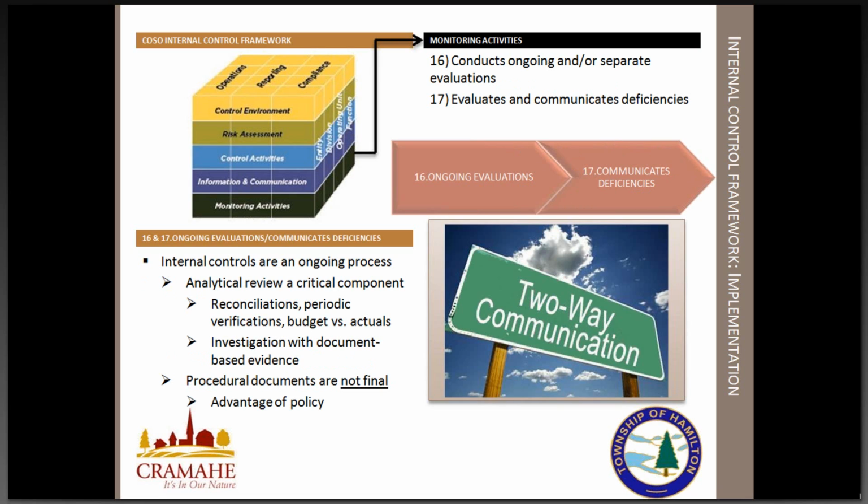So an analytical review to investigate discrepancies should be performed, and any control deficiencies need to be communicated when they are detected. In this regard, communication and monitoring are the foundation of a sound control environment where two-way communication is really emphasized.